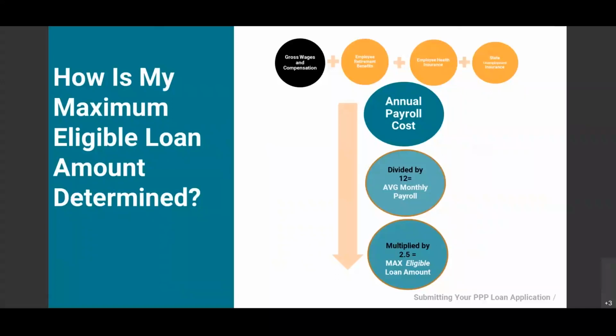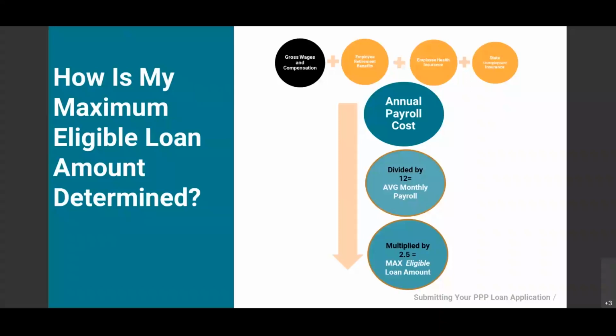And before I get into the second set of documents, we thought that we would discuss how you determine your maximum eligible loan amount. To do that, there are 4 components that first establish what is your payroll cost. And when we get to the documents, we'll indicate where you can find these components. The first is just the gross wages and compensation paid to the employee, or if you are a sole proprietor, paid to the individual owner of the business.